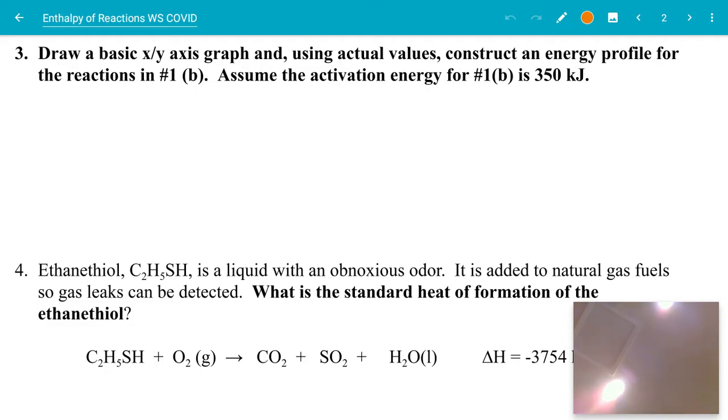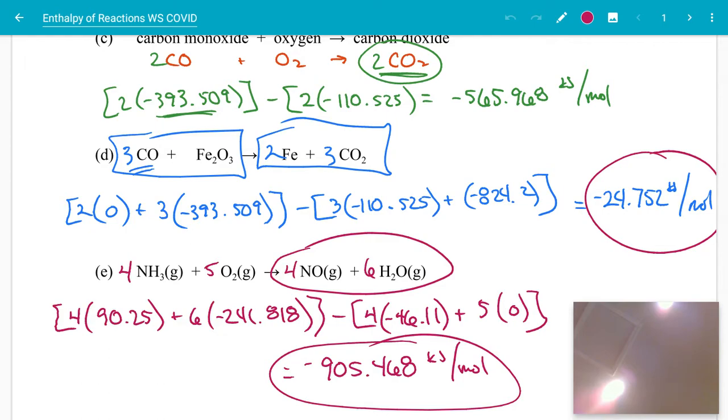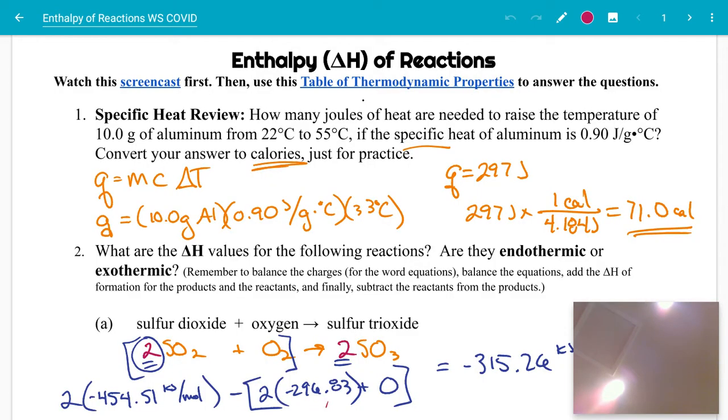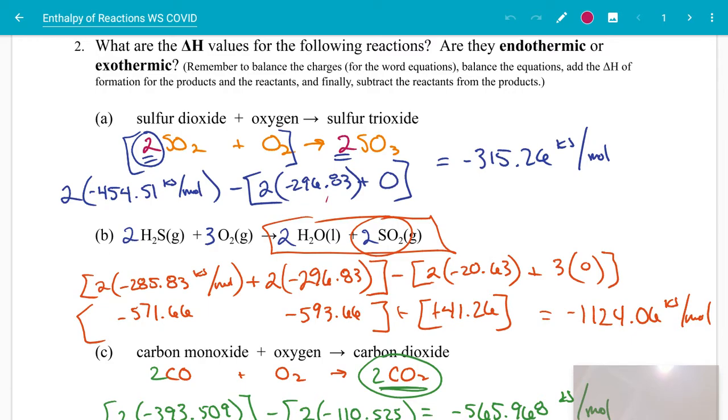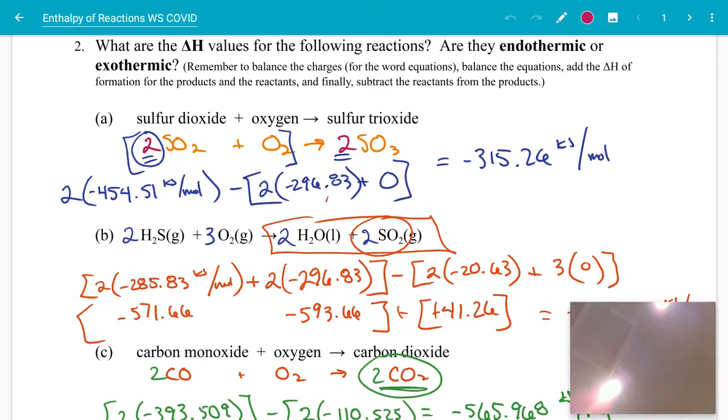So I'm going to go ahead and draw the energy profile. Number 3 says, draw a basic XY graph, and using the actual values, construct an energy profile for the reaction in number 1B. So let's go back and look at what number 1B was one more time. 1B was the 2H2S plus 3O2 plus 2H, and so on. So that's the information that we're going to be graphing. Down here is where we have the kilojoules per mole at the end of it.